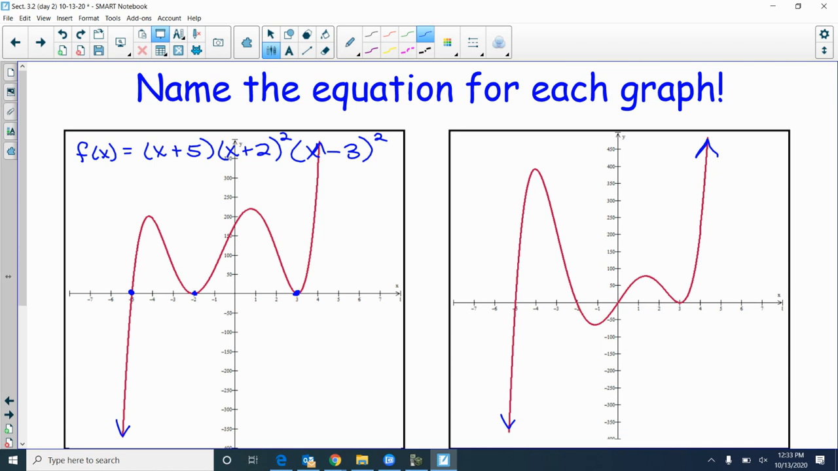Positive leading coefficient, so I don't need to put a negative out in front because it goes from low to high, and it's an odd degree. Is this final degree what? 2, 4, 5th degree, which does that match up with what we have? Yes. Okay, take a look at the second one, see if you can come up with the equation for the second one.